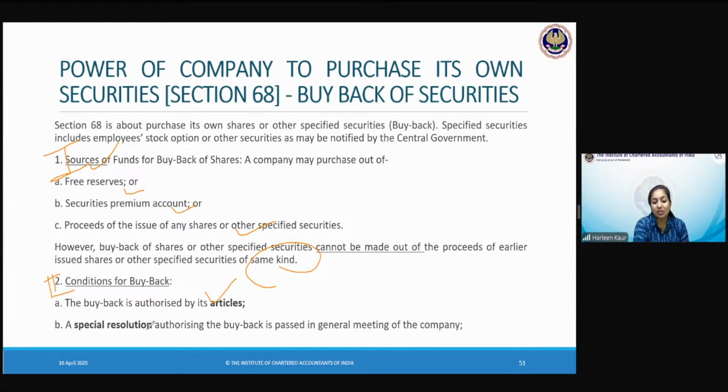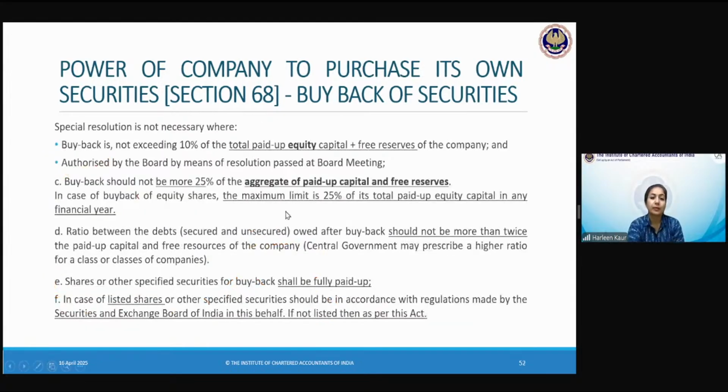Special resolution has to be passed in the general meeting for doing the buyback. So in today's section, all the Section 62 sub-section 1, sub-section 2, sub-section 3, rights issue, ESOPs, consideration other than cash, all of them had SR. Only one exception where there were 3 categories OR was required. For buyback of securities, always SR has to be passed whenever you're buying back securities, and article authorization is a must in every case.